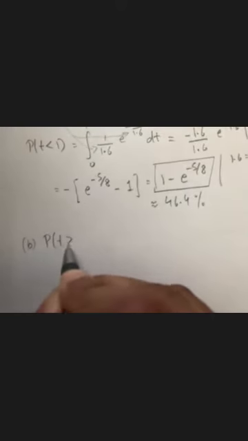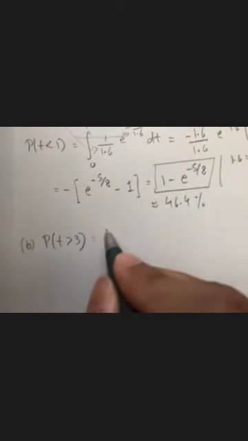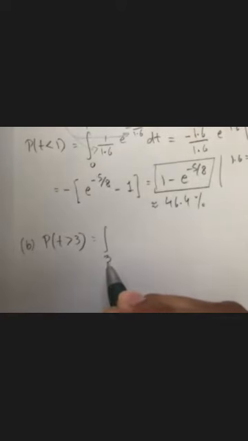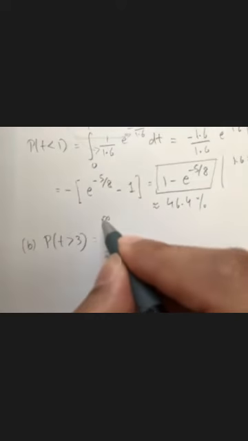Let's do the next part. Find the probability that a customer waits more than 3 seconds. So now we have to find that t is more than 3 seconds. More than 3 means you start from 3, you can go up to infinity.